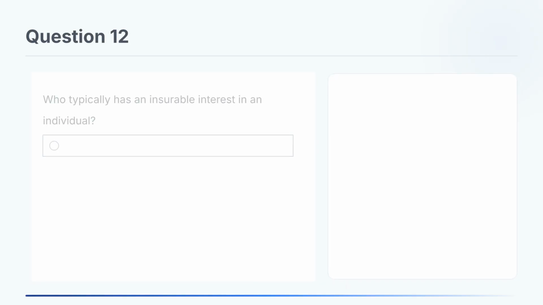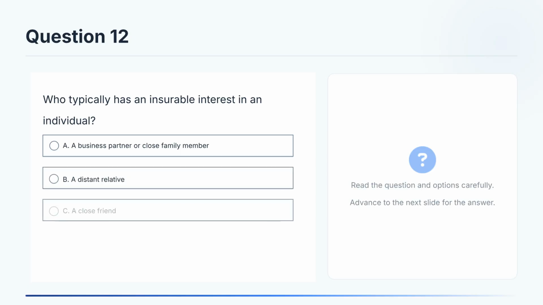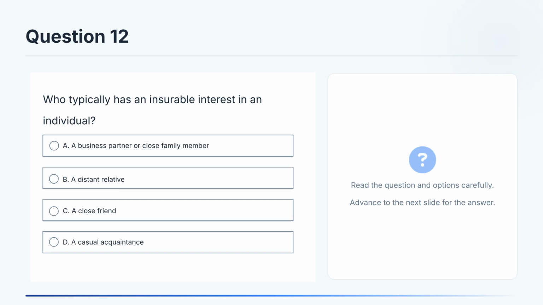Let's check question 12. Who typically has an insurable interest in an individual? A. A business partner or close family member. B. A distant relative. C. A close friend. D. A casual acquaintance.